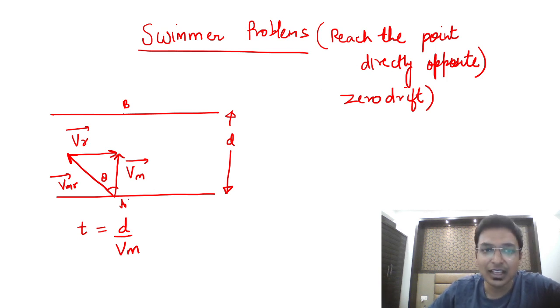Okay, now swimmer problems are also very simple. So in this case, if the person wants to reach directly opposite, so if he wants to go from A to B, then what will be the time taken? So the width is D, the velocity along this is vm, so it will be D by vm. Okay, in this case the drift is 0.